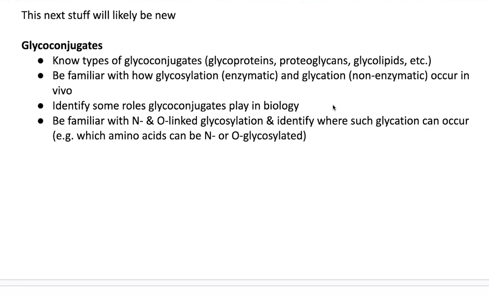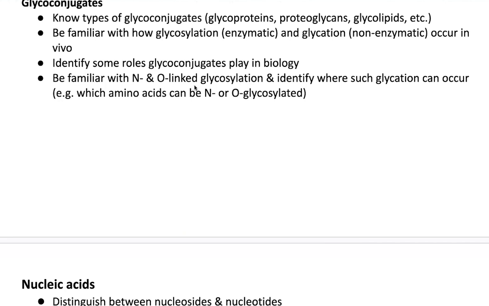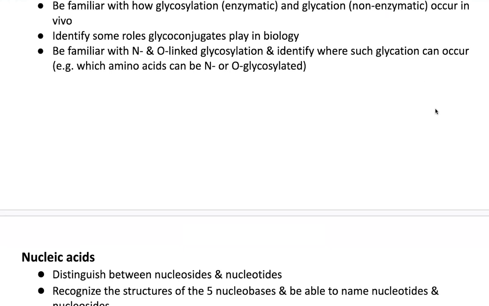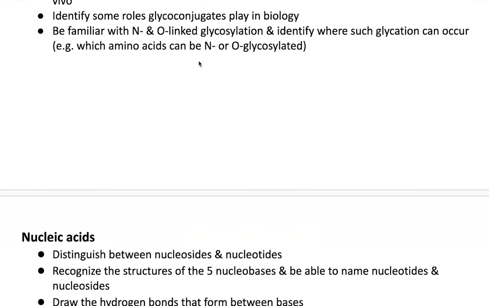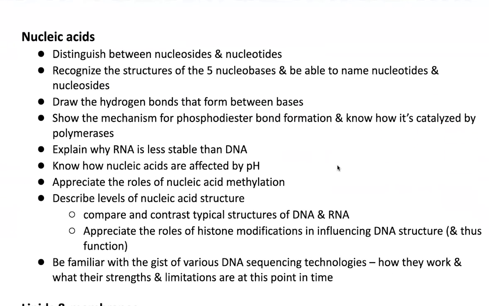You have a bunch of these reactive sugars around, and so this can play a role in diabetes and hemoglobin modification. Identify some roles of glycoconjugates in biology. Be familiar with N- and O-linked glycosylation. So basically you can have that sugar chain attached to a nitrogen or an oxygen. And so identify where such glycosylation can occur, so which amino acids can be N- or O-glycosylated. And where does that happen in cells?